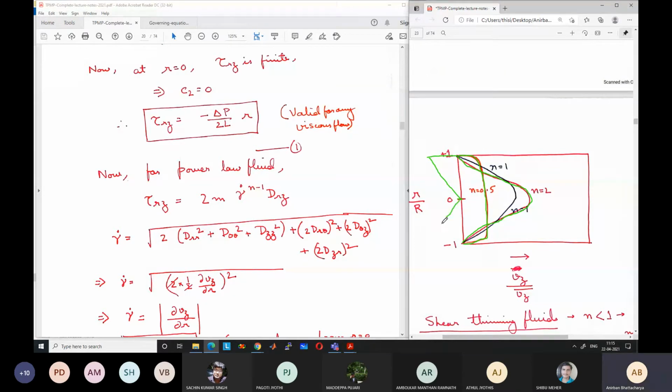So we have maximum shear stress at the end. Okay. So now what happens is that because the shear stress is high towards the end, for the shear thinning fluid, the viscosity becomes lower towards the end cylinder wall. If the viscosity is lower, shear stress has to be the same. Shear stress is what is given by this equation.